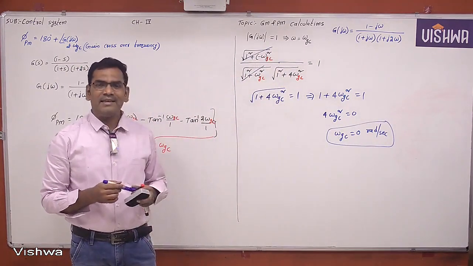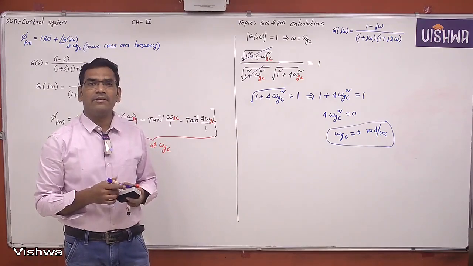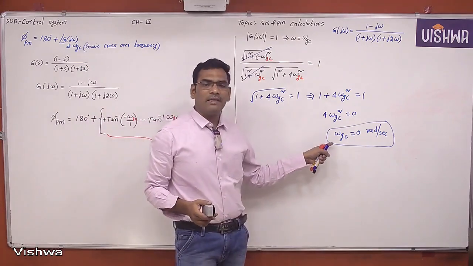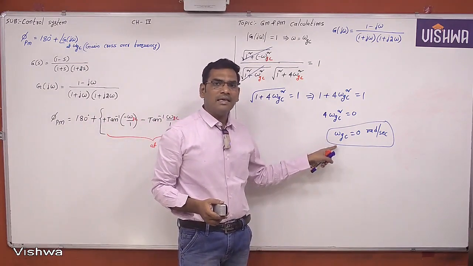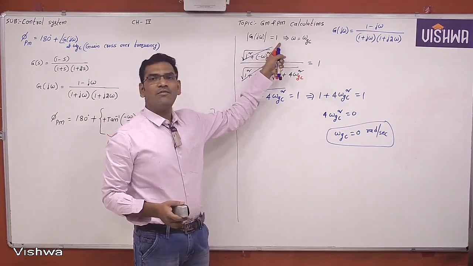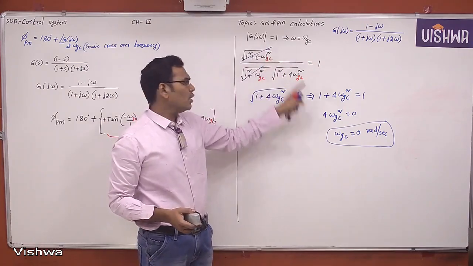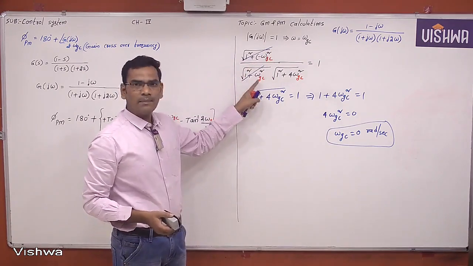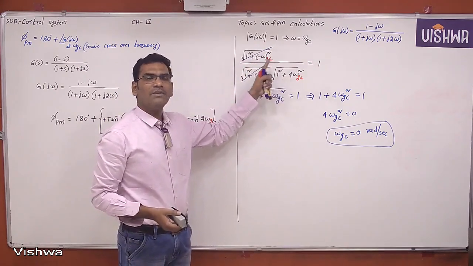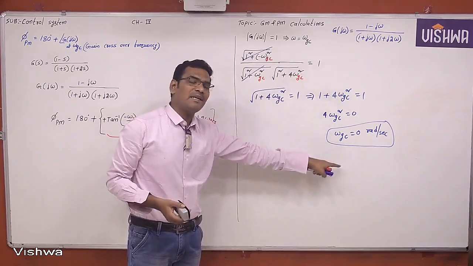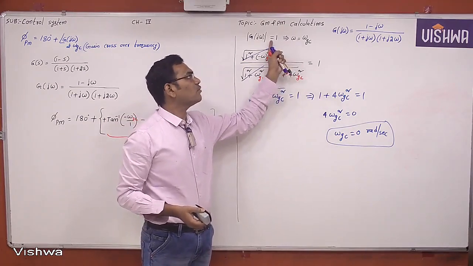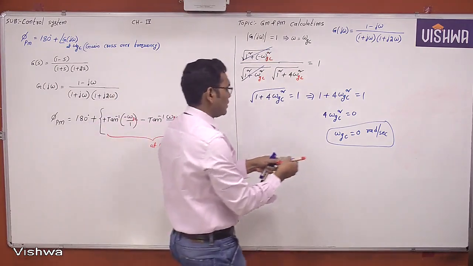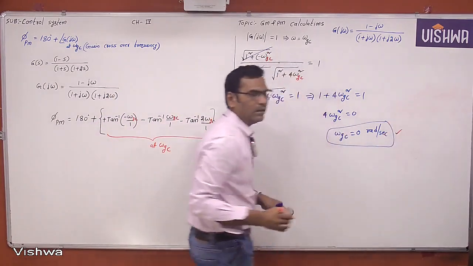Just wait a second, and this is a valid gain crossover frequency. You will cross check. Now how to cross check? The gain crossover frequency is the frequency at which the magnitude of open loop transfer function is equal to 1. You substitute this omega gc in the magnitude: 1 plus 0, 1 plus 0, 1 plus 0, which is equal to 1. Therefore, at this particular frequency, magnitude is equal to 1, and that is a valid gain crossover frequency.